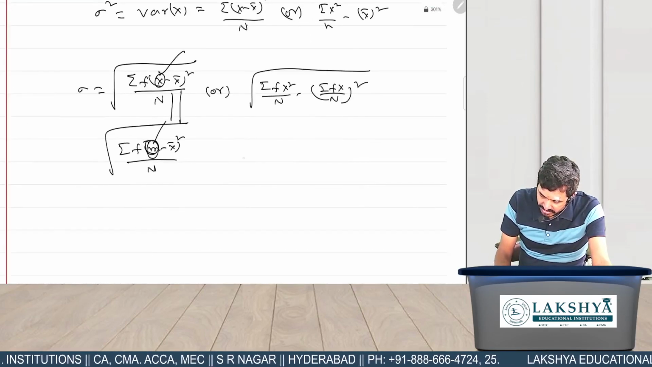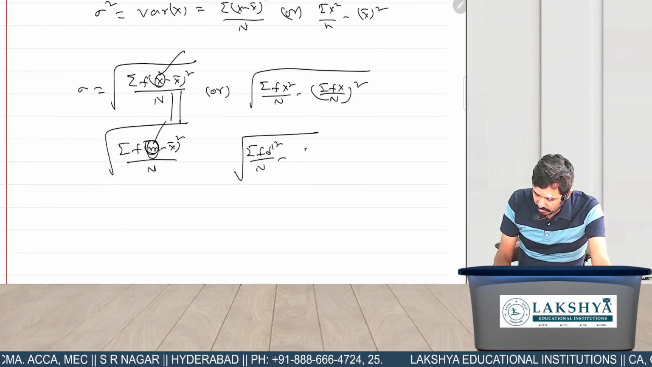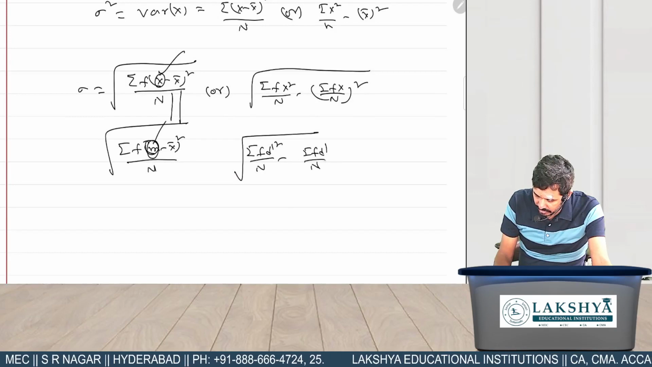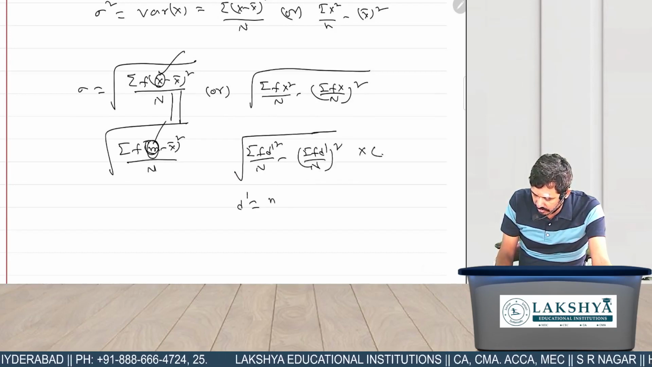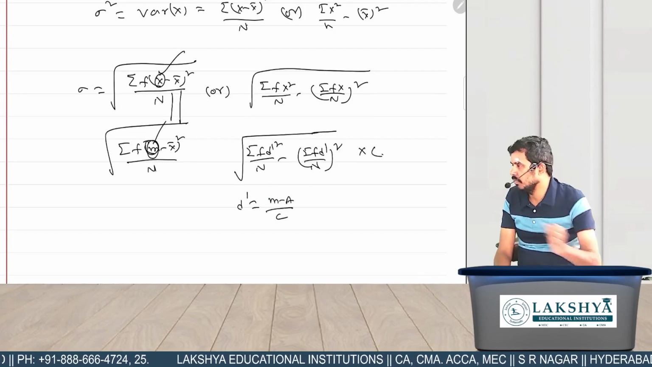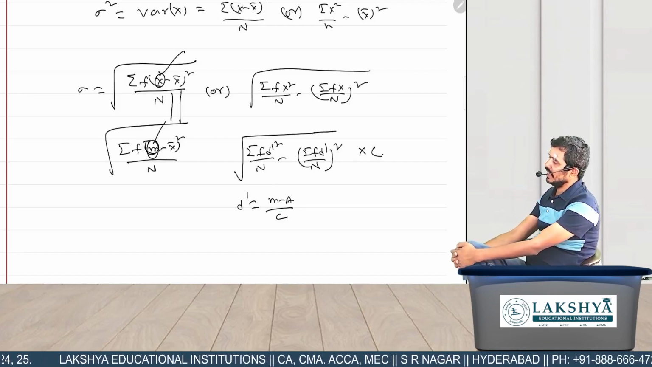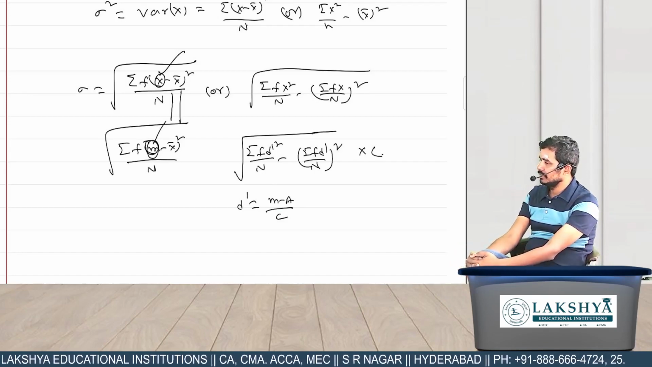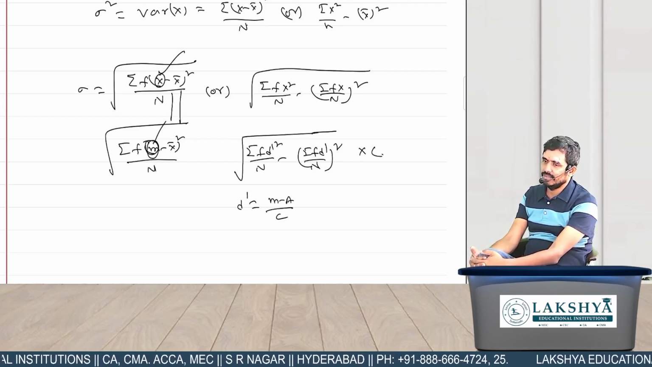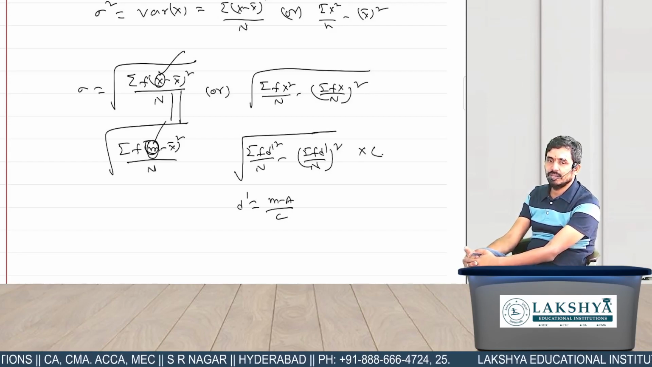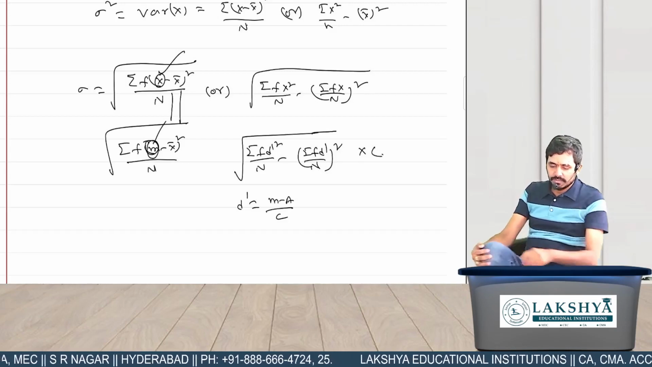The standard deviation is given by under root of sigma f d dash square by n minus (sigma f d dash by n) whole square, into C, where d dash is equal to (m minus a) by c. What is c? Length of class interval or width of class interval. What is a? Assumed mean. What is n? Total frequency. We are in group data. Number of observations are nothing but total frequency. Clear the point? Okay. Right.